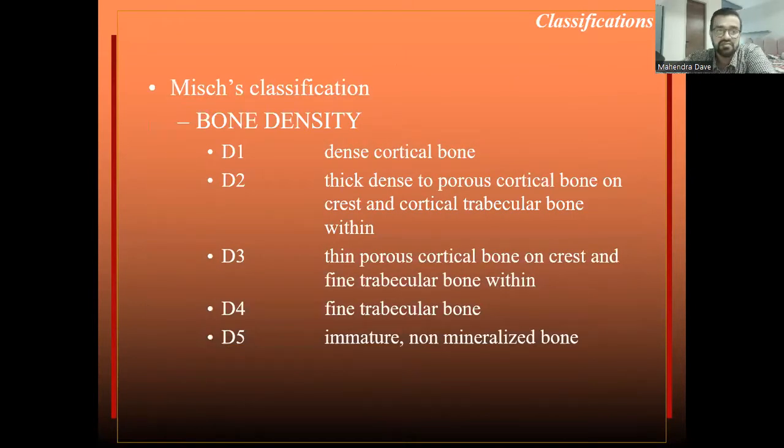Another classification given by Misch with regards to bone density: D1 is the dense cortical bone. D2 means thick, dense to porous cortical bone on crest and coarse trabecular bone within. D3, thin porous cortical bone on crest and fine trabecular bone within. D4 is fine trabecular bone, and D5 is immature and non-mineralized bone.